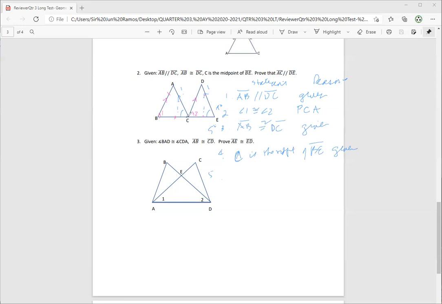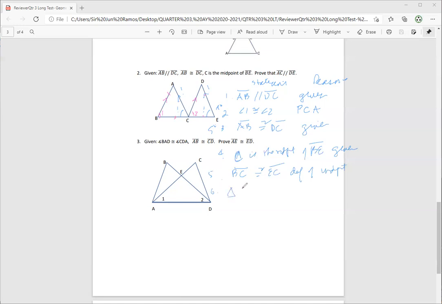That C here splits BE into two congruent segments. So BC is congruent to EC. Okay, this is the definition of midpoint. BC is congruent to CE, or EC.